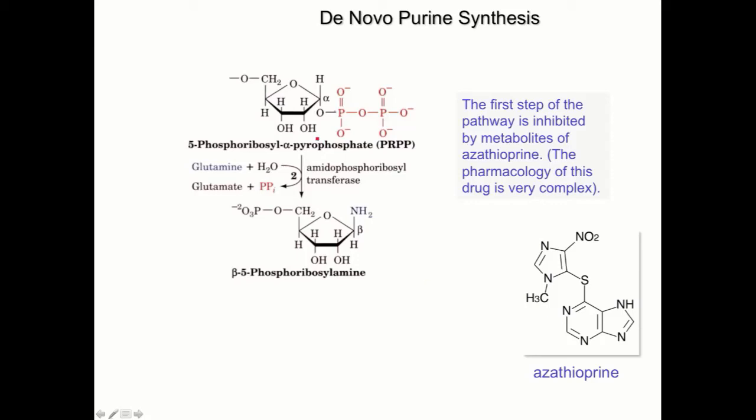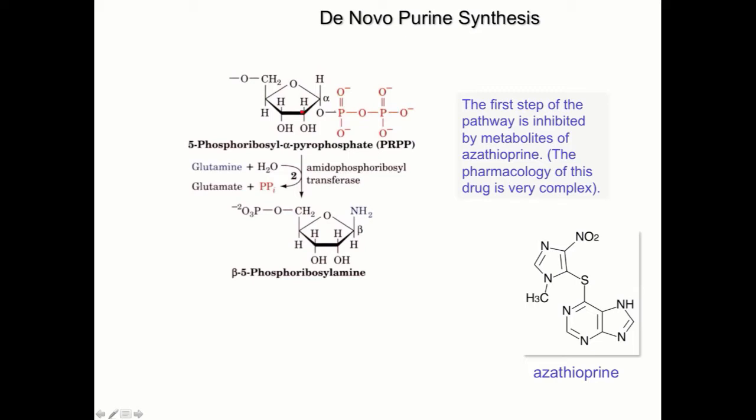We're going to review the synthesis of purines and the metabolism of these molecules. We have to worry about de novo synthesis, salvage of existing purine bases, and breakdown. The ribose part of purines comes from this molecule. This is PRPP. This is the activated form of ribose. It's used for the incorporation of ribose into all nucleotides, both purines and pyrimidines.